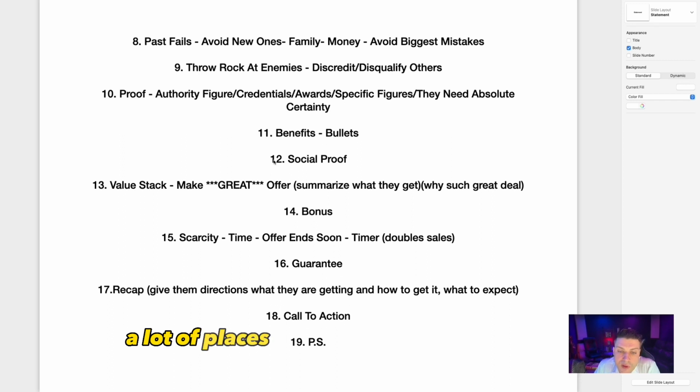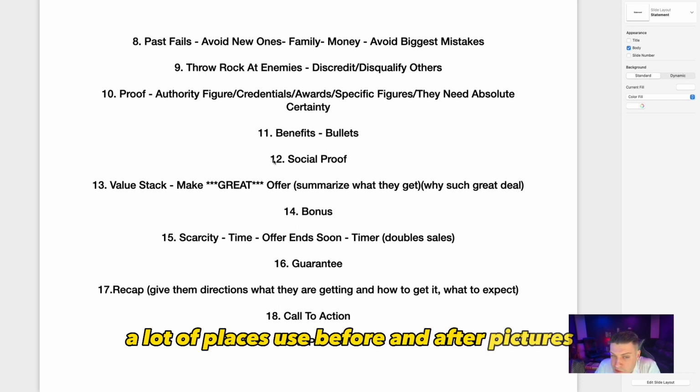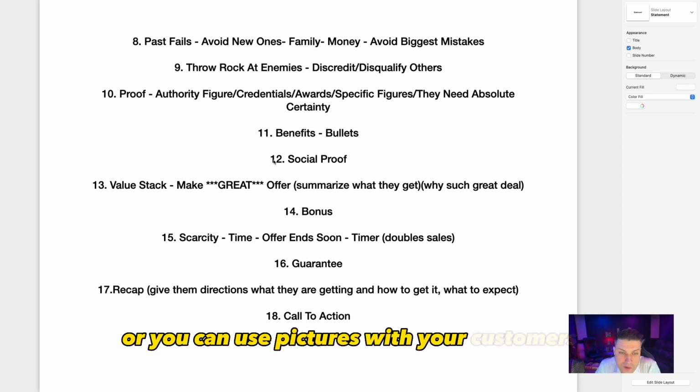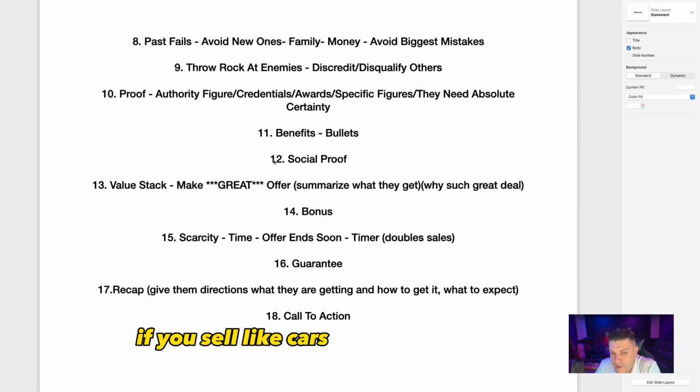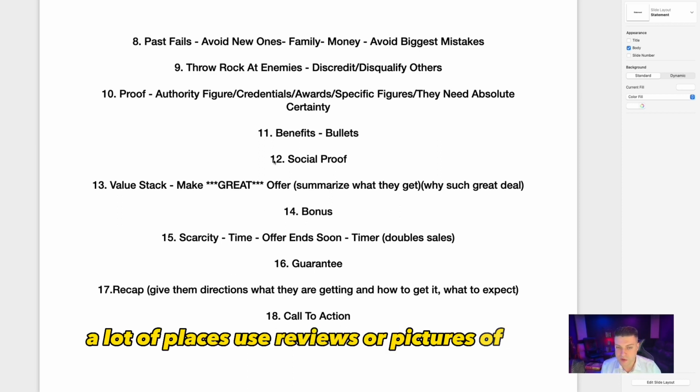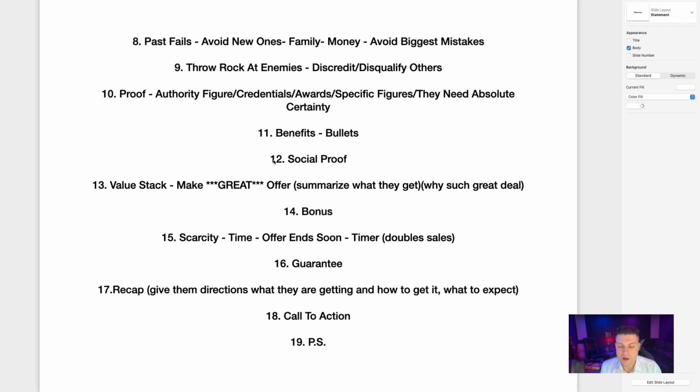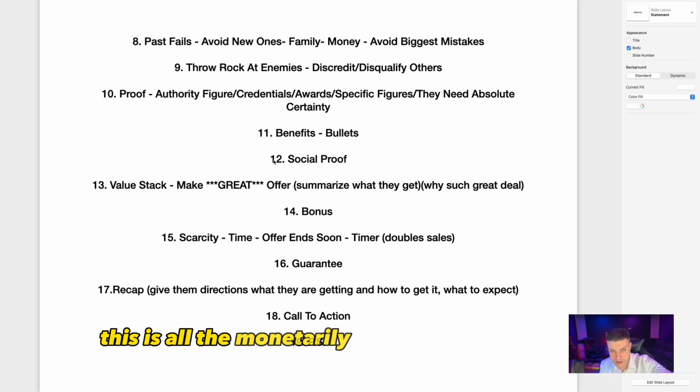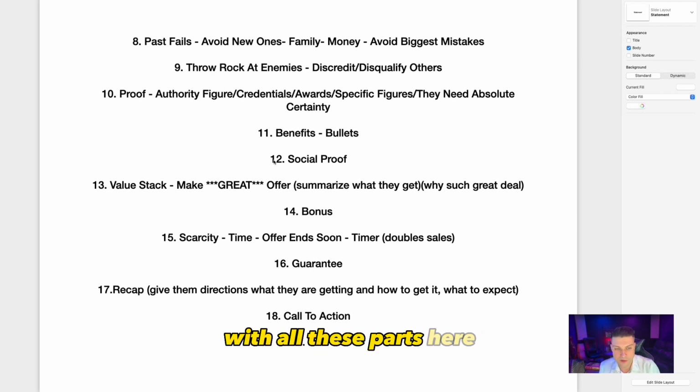A lot of places use before and after pictures, or you can use pictures with your customers if you sell cars or something like that, to show social proof, or reviews. A lot of places use reviews or pictures of customers before and after, or salons use before and after haircuts and all that. That really helps out a lot. This is all the monetarily logical part of the brain, so they're using logic with all these parts here.